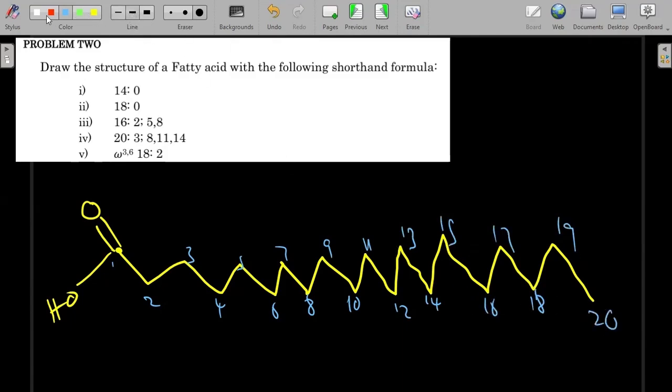So let's put the double bond. So the other double bond is at position number 8. So 8 going into 9, we're going to put a double bond. 11 going into 12, double bond. 14 going into 15, double bond.